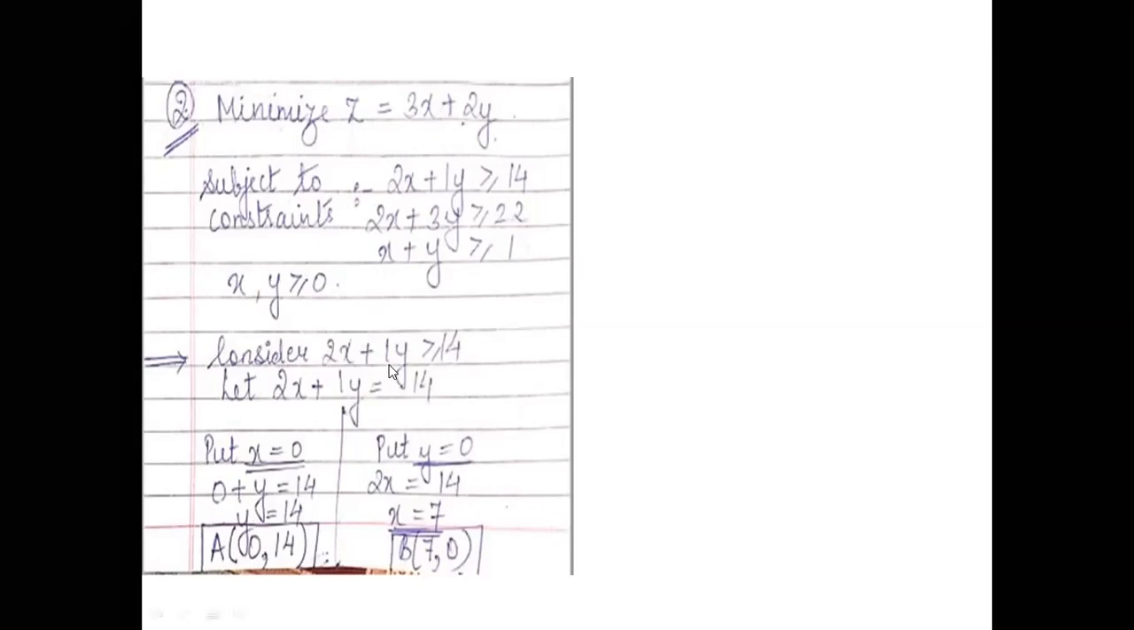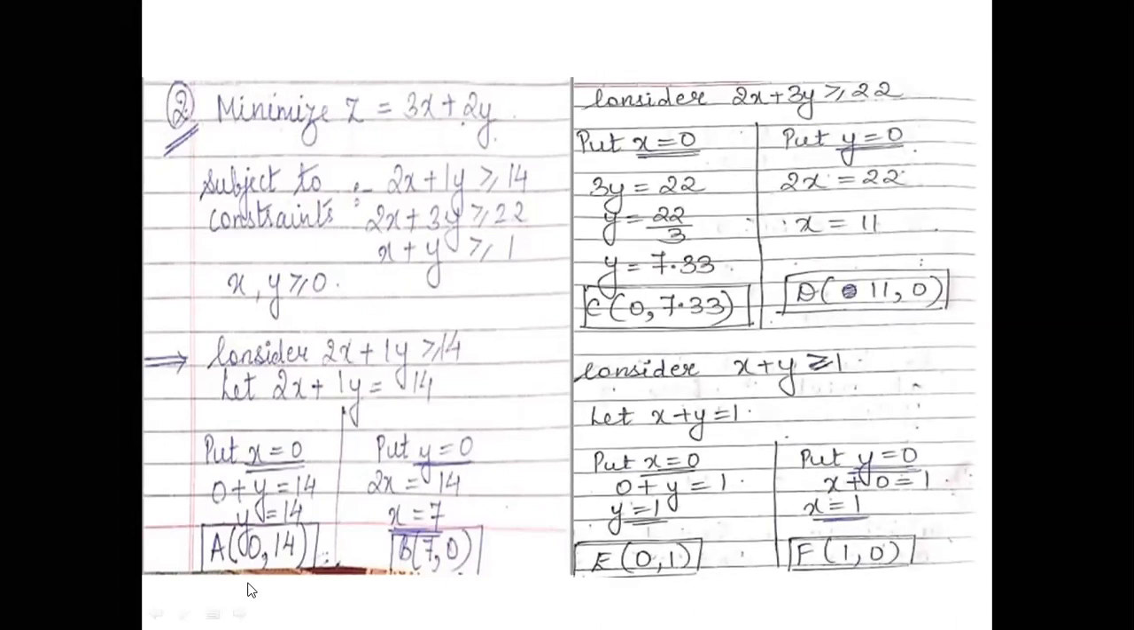So consider the first equation and change it into a corresponding equation with an equal to sign. Then we'll put the value of X to be 0. In the same equation, you will put Y to be 0. And then you will get the coordinates A and B. Similarly, I have taken the second inequation, changed it into an equation, put X is equal to 0, then put Y is equal to 0, and then you get the coordinates C and D.